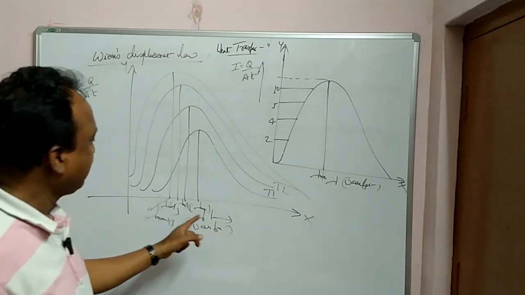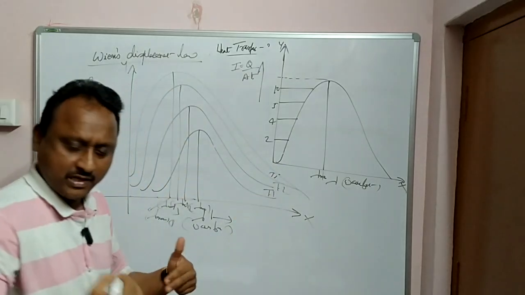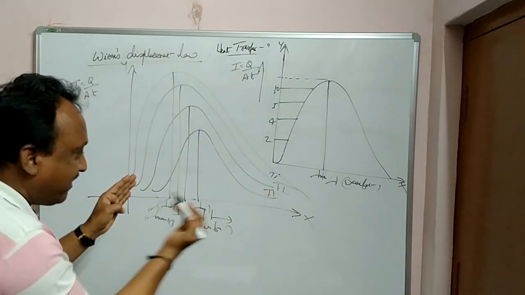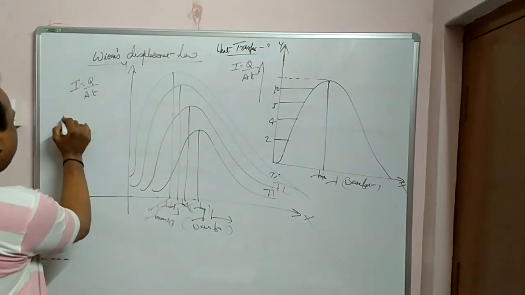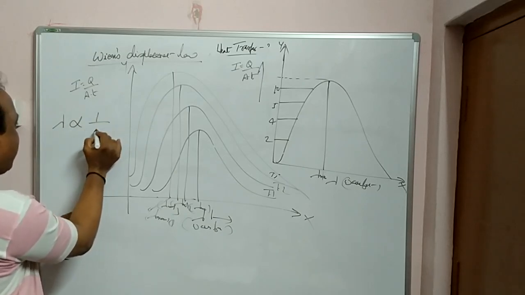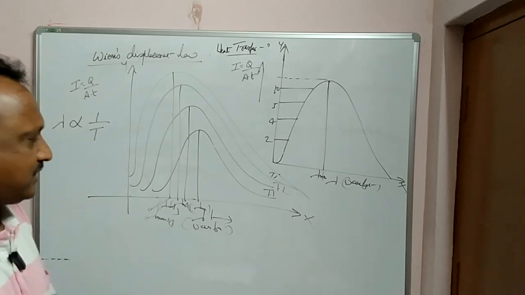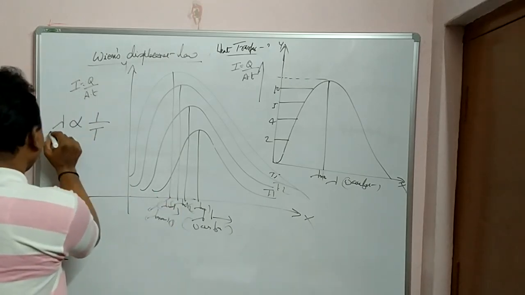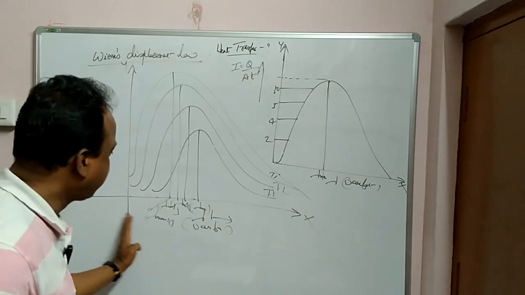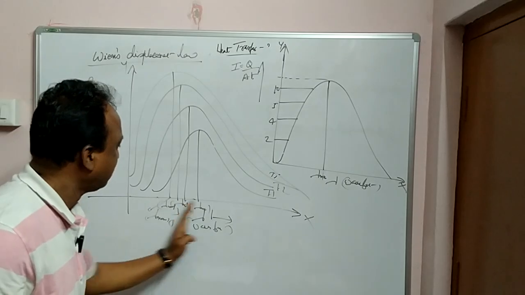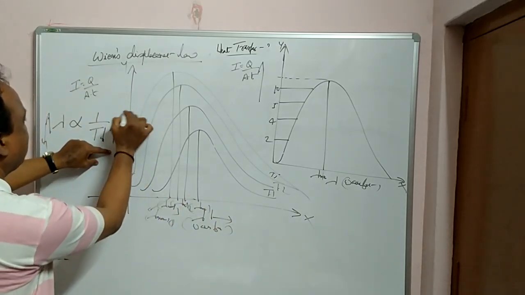See what is happening here. As you raise the temperature, T1, T2, T3, T4, when you increase the temperature, what happens? The wavelength is decreasing. That means the wavelength is inversely proportional to temperature. That is, if wavelength increases, temperature decreases, and if temperature increases, wavelength decreases. You can see here wavelength is increasing or decreasing, and you can see the intensity is increasing.